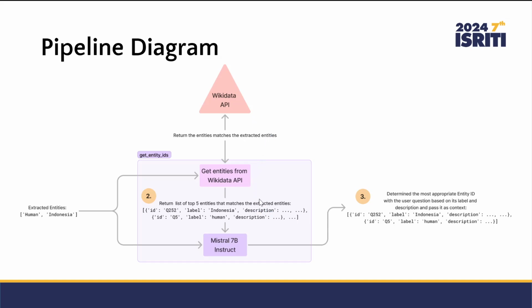Upon obtaining the top 5 entities that match the extracted entities, we can ask the LLM to determine the most suitable entity from the list of entities retrieved before, based on the context of the user's question as well as the description for each entity. And this is the result.